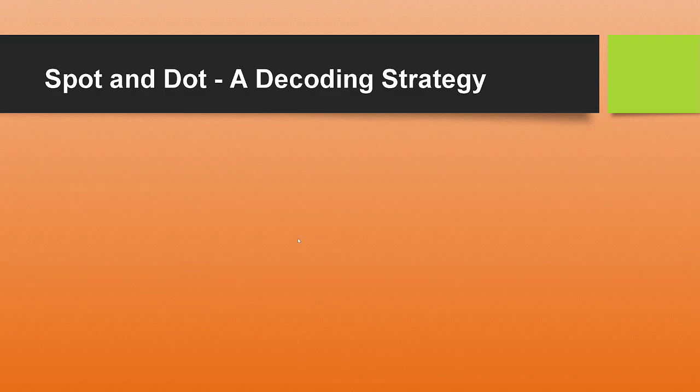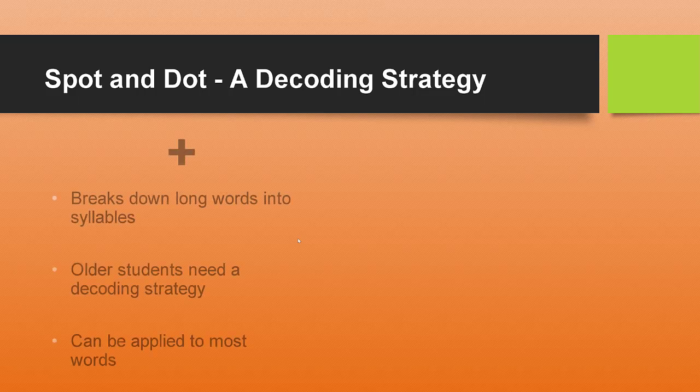All right, so as you're reviewing those syllable types, this is all going to build onto our spot and dot decoding strategy. Here are the positives of the spot and dot method. First, it breaks down longer words into syllables. So it teaches students to look at a longer word and realize that that longer word is broken down into smaller parts. And just helping students understand that can often relieve their stress and help them be successful.